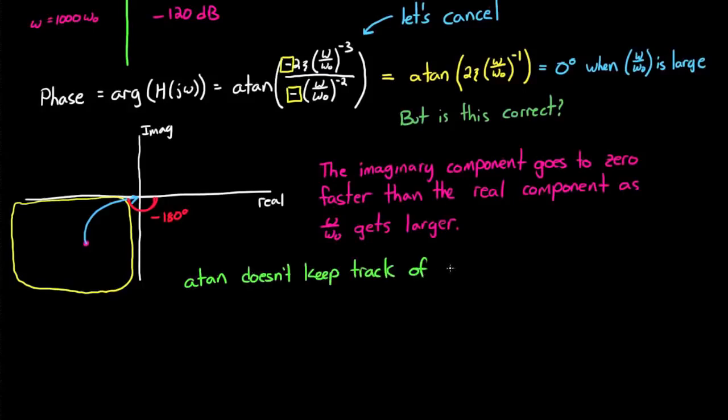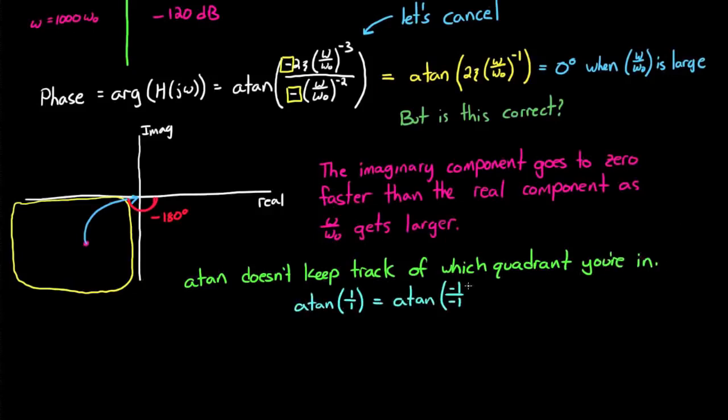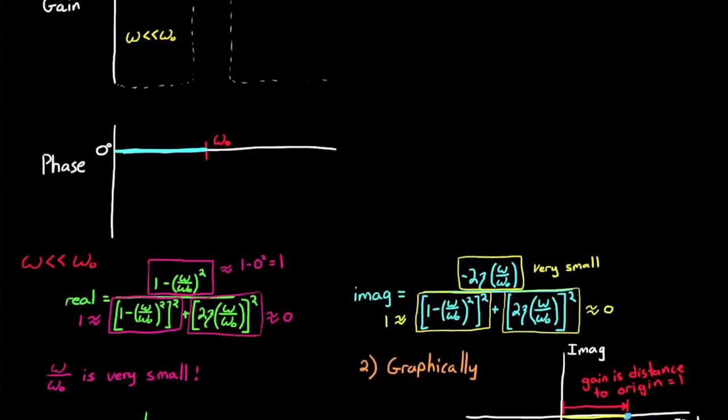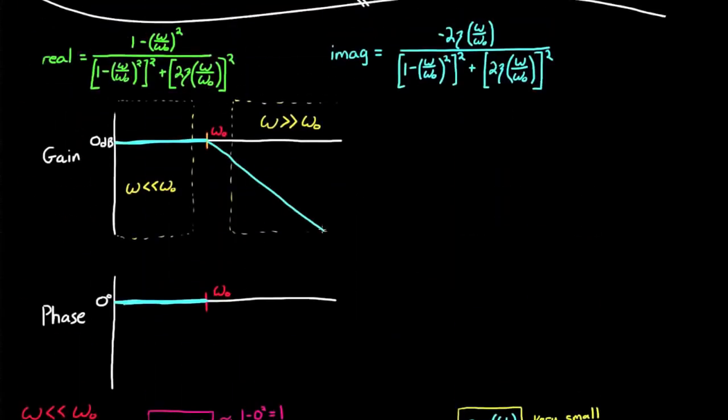So where did we go wrong? Well, the problem is that the function arctangent doesn't keep track of which quadrant you're in, and so the negatives cancel each other out and we're left with an incorrect angle. So you need to keep track of the signs yourself or use the function arctangent 2, which will keep track of the signs for you. So let's plot this up above. For the gain we have a straight line with a slope of minus 40 decibels per decade. And for phase we can approximate it as minus 180 degrees.